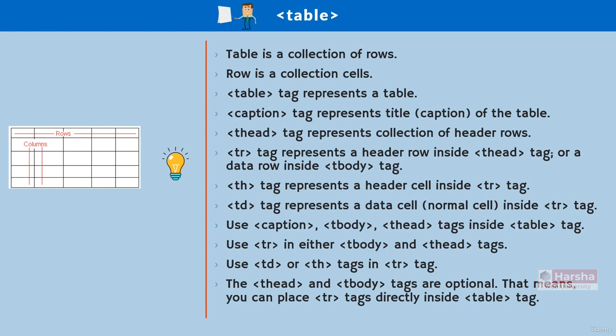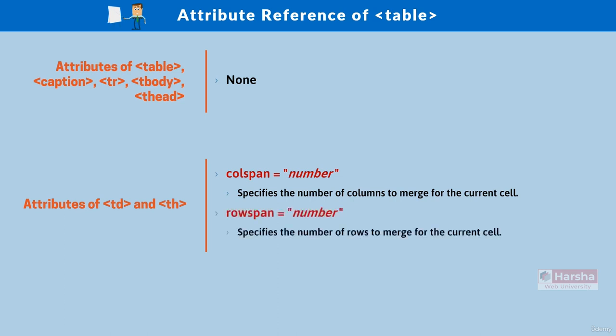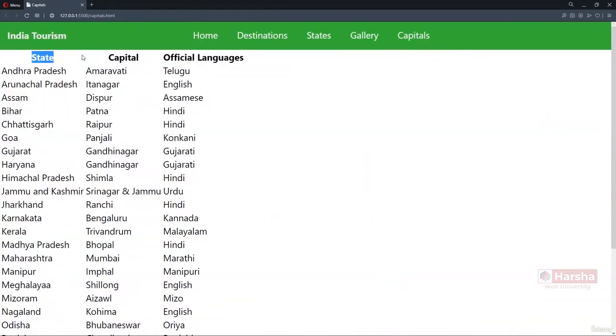Of course, we will use the caption tag in the further lectures. And there are no specific attributes of table, caption, tr, tbody and thead tags. The td and th tags have specific attributes, that is colspan and rowspan. We will use them later in the further lectures of the same section. So this is the creation of a basic table in HTML. We will apply a professional look to the table by using CSS styles in the next lecture.